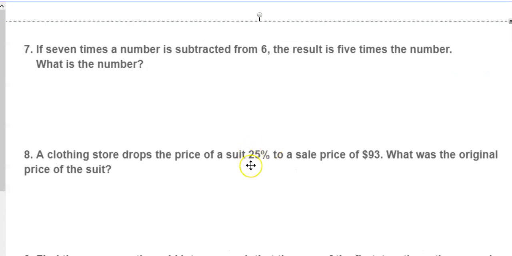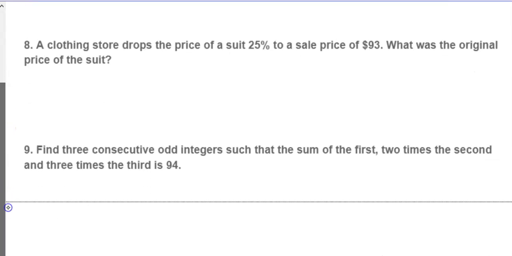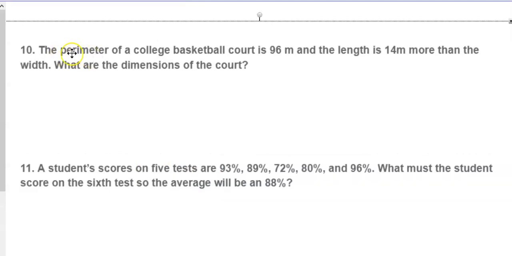Something like percent. Remember, you're probably going to want to write that as a decimal. So 25%. Remember what that is again as a decimal. And then we have another consecutive integer problem here. This one's odd. And then again, perimeter. Add up all sides of a figure.